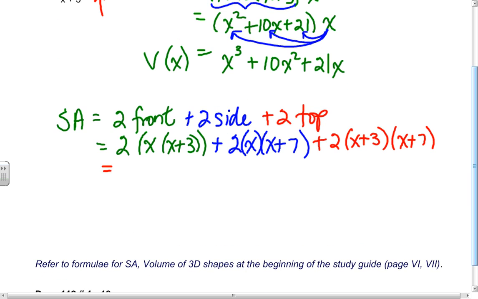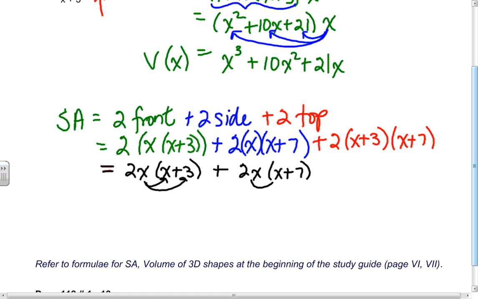Oh, red is just a little much, I think. All right, here we go. 2x times x plus 3. That's just hardly even tidied at all, but I've put the 2x together so that in a moment I'm going to do distributive law. Plus, this is also 2 times x plus 7. And in a moment I will do distributive law on those two.